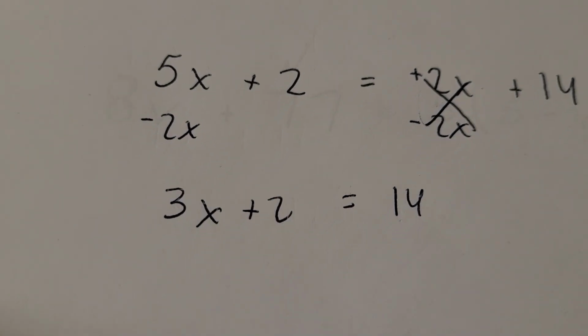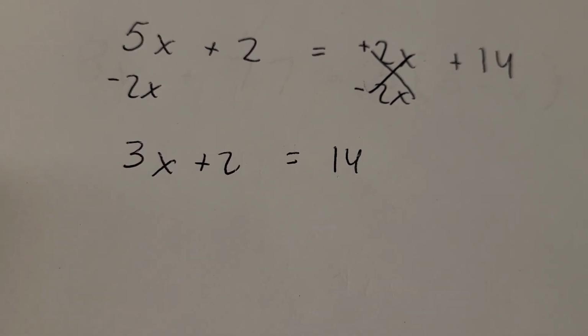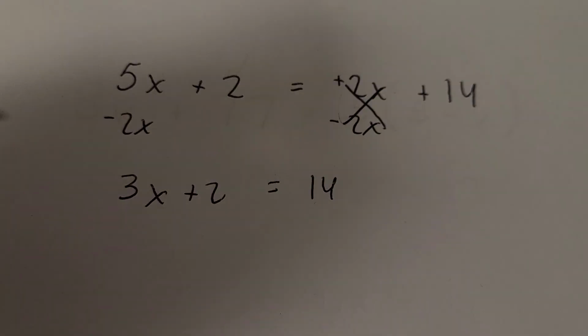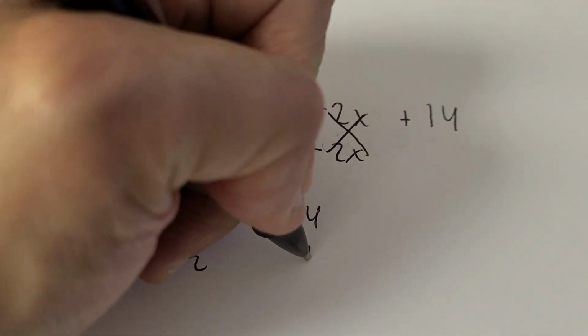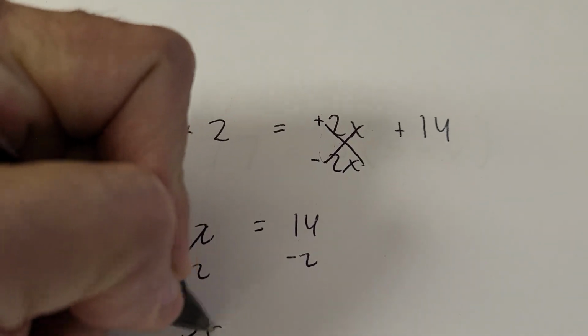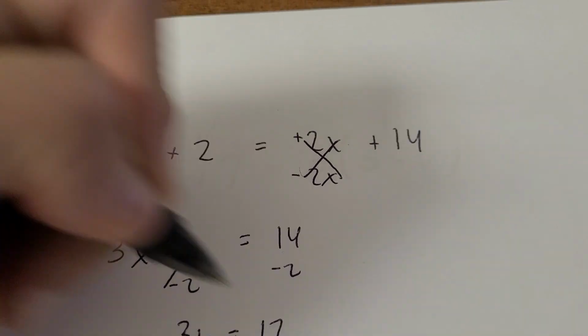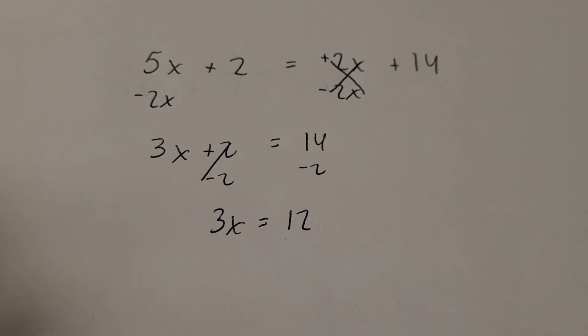And once again, there's your Math 7 two-step equation. So I'm going to subtract 2. I'm going to subtract 2. 3x. Okay, this is not difficult in algebra, folks. It's just going to be a little different.